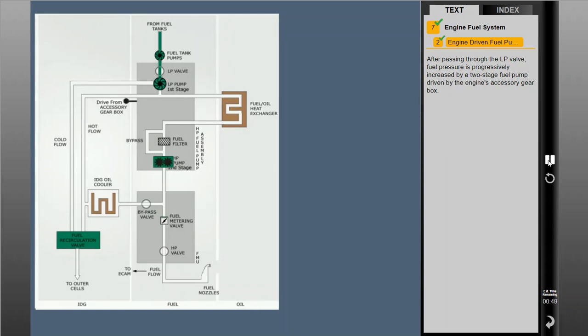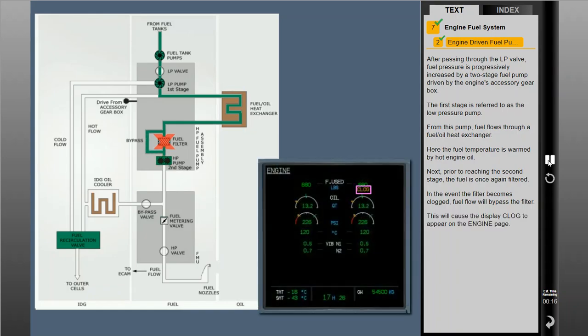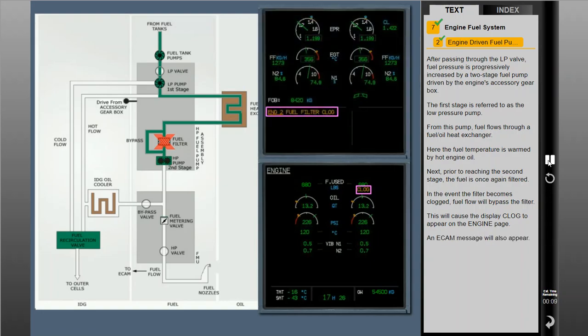After passing through the LP valve, fuel pressure is progressively increased by a two-stage fuel pump driven by the engine's accessory gearbox. The first stage is referred to as the low-pressure pump. From this pump, fuel flows through a fuel oil heat exchanger. Here the fuel temperature is warmed by hot engine oil. Next, prior to reaching the second stage, the fuel is once again filtered. In the event the filter becomes clogged, fuel flow will bypass the filter. This will cause the display "clogged" to appear on the engine page. An ECAM message will also appear. The second stage, or high-pressure pump, is where fuel pressure is increased to meet engine operating requirements.